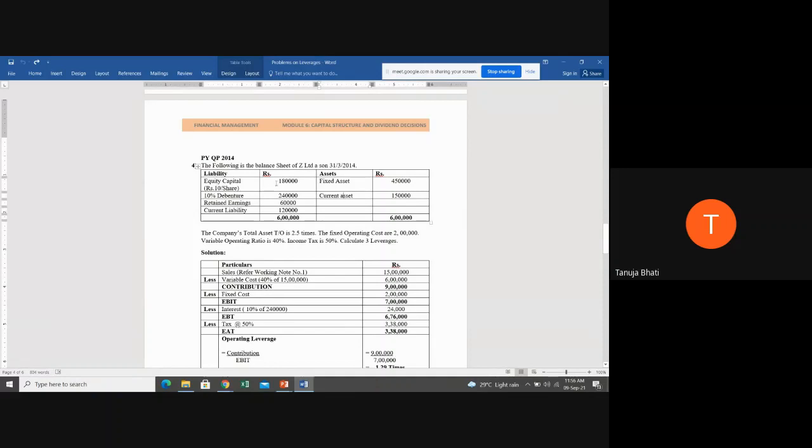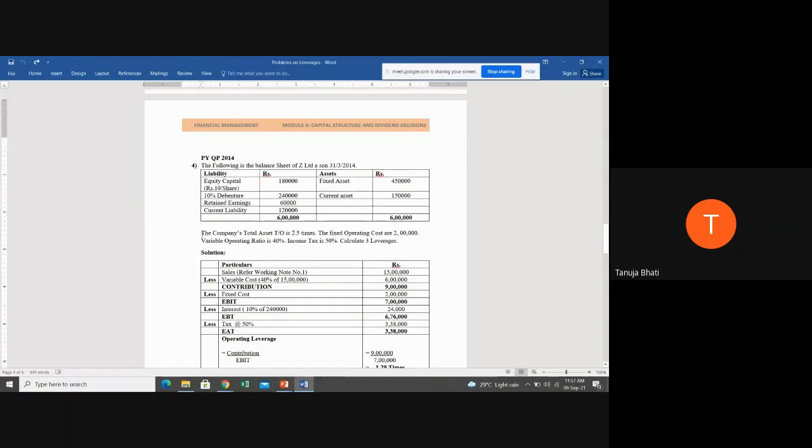Under liabilities, you have share capital of 1 lakh 80, 10% debenture 2 lakh 40. When I say 10% debentures, it means interest on debentures is 10%, students. So total debenture is how much? 2 lakh 40 into 10%. It means the interest cost, the financial cost here, will be 10% of 2 lakh 40, that is 24,000 is your interest. Retained earnings is given as 60,000, current liability is 12 lakhs. Your fixed assets is given as 4 lakh 50, current assets is given as 1 lakh 50.